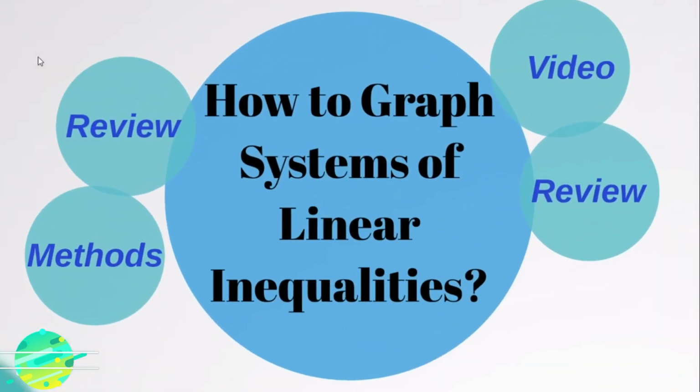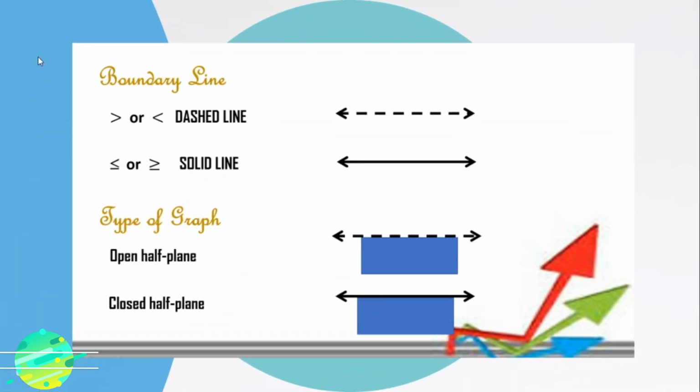And how about on how to graph systems of linear inequalities? So let's have a review first. In boundary line again, greater than or less than, that is what we call dashed line. So ito po yung itsura ng kanyang boundary line. And then, less than or equal or greater than or equal ay solid line. So, ito naman po ang itsura ng ating solid line. Isang diretso lamang line, straight.